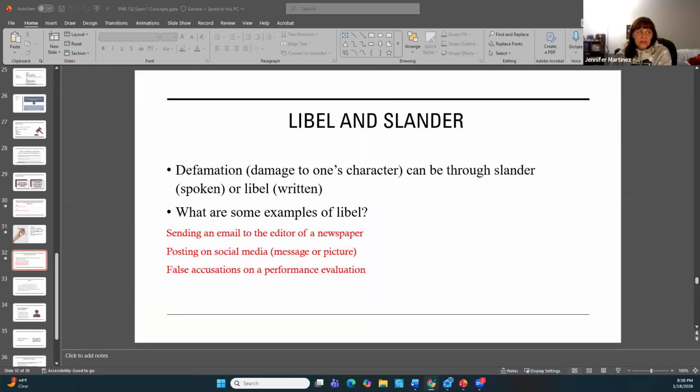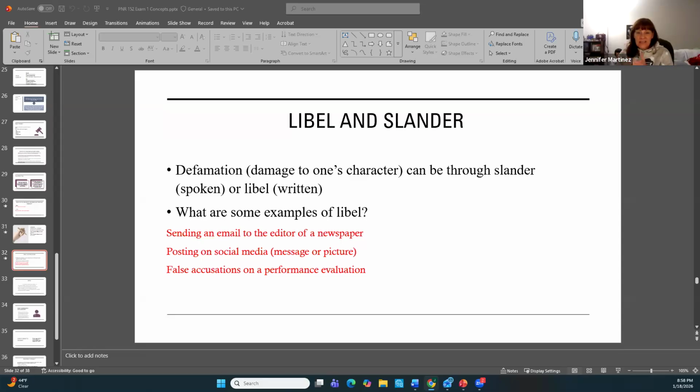Libel and slander. I get these mixed up myself. So defamation, which is damage to a person's character, can be through slander or libel. Slander is spoken. S is S. Slander is spoken, libel is written.